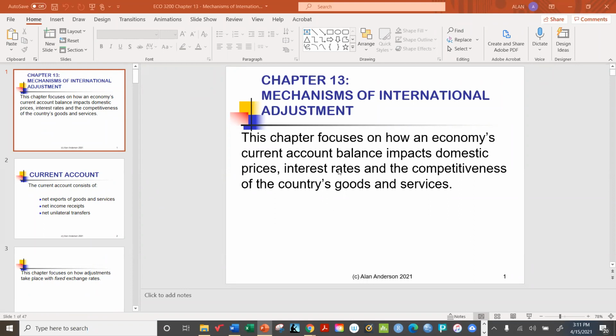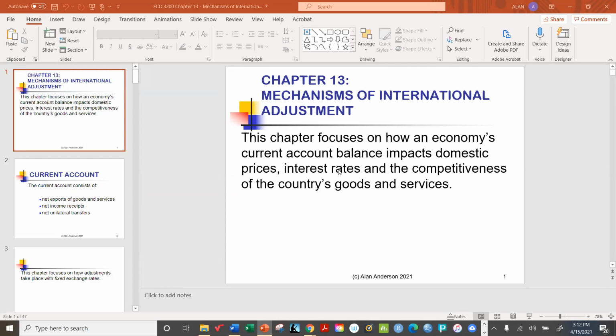What we're trying to accomplish in this chapter is to understand how the current account balance will adjust itself depending on other economic variables such as prices, interest rates, the competitiveness of the goods and services of that country, et cetera. There are many different theories that have been put forth throughout history about how the current account balance adjusts itself.